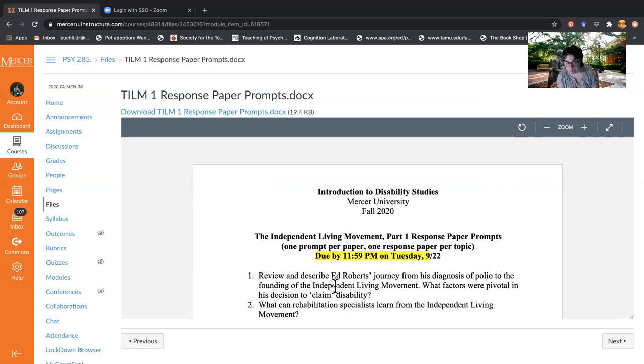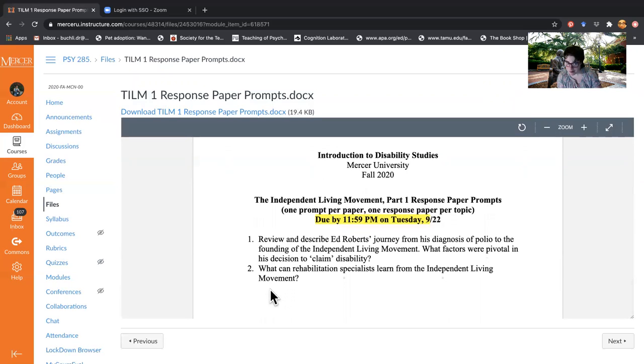The other thing to note is that when you write your response papers, you are choosing one of these prompts, okay? So your entire 2 to 3 page paper is going to focus on one of the questions that you see. So you could write a paper that described and reviewed Ed Roberts' life, basically, from his diagnosis of polio all the way through to the founding of the ILM, and how he came to claim his disability and cultivate disability pride, right? Or you could write a paper speculating about what various practitioners and technicians can learn by studying the independent living movement, right?